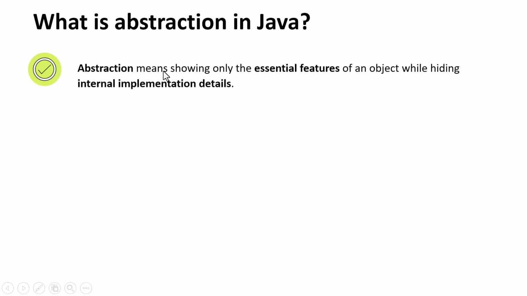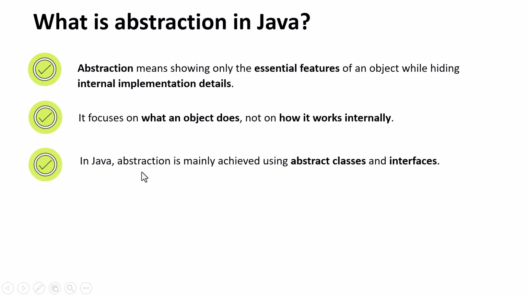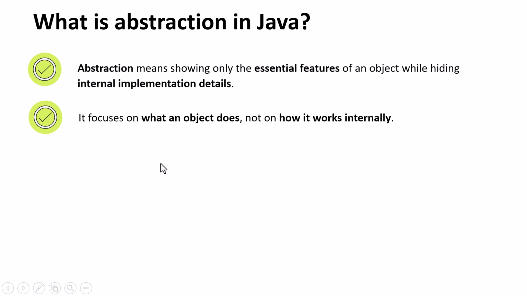Abstraction means showing only the essential features of an object and hiding the internal implementation details. This is an important beginner interview question because abstraction helps explain how Java manages complexity in large applications. In simple words, abstraction focuses on what an object does, not on how it does it internally. For example, when we drive a car, we use the steering, brake, and accelerator, but we do not need to know every internal engine detail to use it.